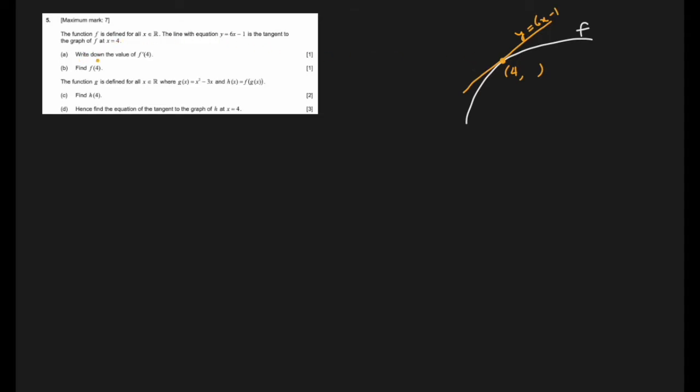Alright, write down the value of f prime 4. The first derivative of function f at 4, and f prime 4 is nothing but the gradient of the curve or tangent at x equal to 4. At this point, whatever is the gradient of the curve, the same is the gradient of the tangent, and that is the first derivative at 4. So basically the gradient of this line.